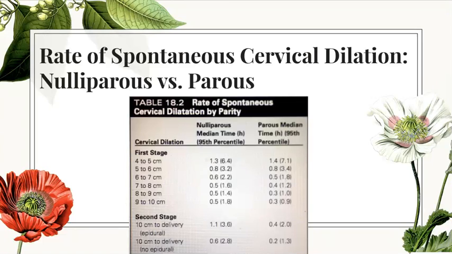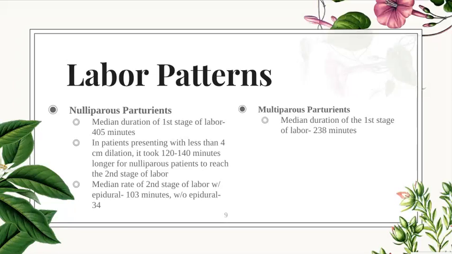It displays the rates of spontaneous cervical dilation in nulliparous and parous parturients within the first and second stages of labor. It's evident here that the median cervical dilation time in hours is slightly less during the first stage of labor, but significantly less during the second stage of labor.